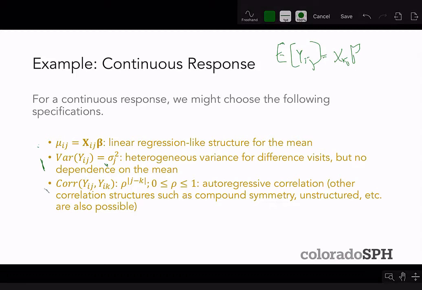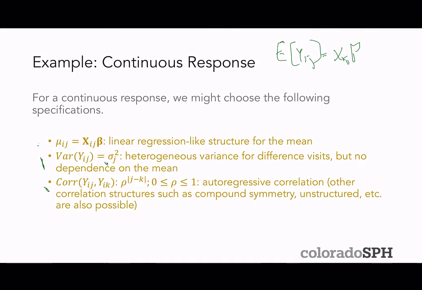And that's the same assumption we make for normally distributed data in general. And then we also have to choose some sort of correlation structure. In this case, for one example you could use an autoregressive correlation structure, though of course you could choose other correlation structures as well. And the structure you choose is going to depend on your data.